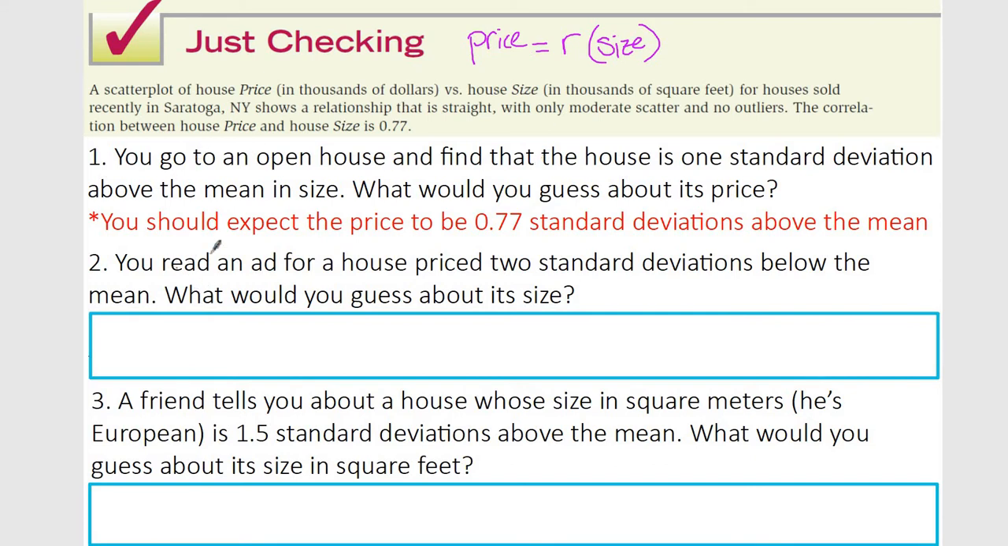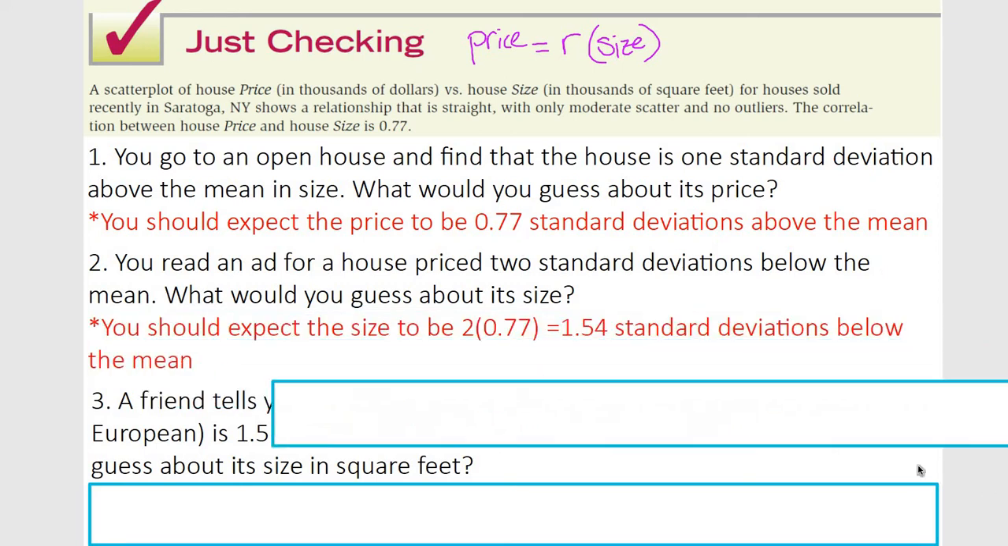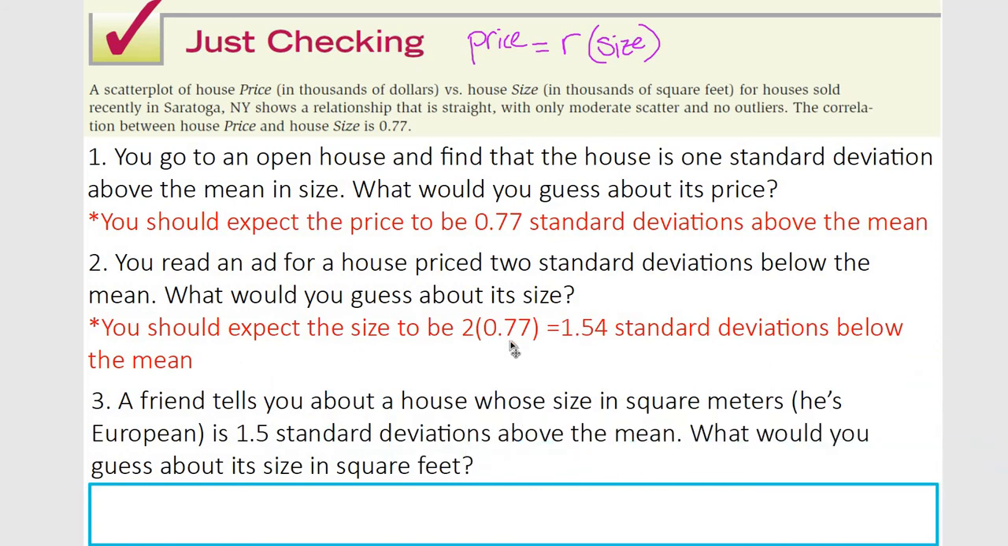Okay, so now if we read that it's going 2 standard deviations below, well, we do 2 times that. So 2 times 0.77 gets us 1.54 standard deviations below the mean.